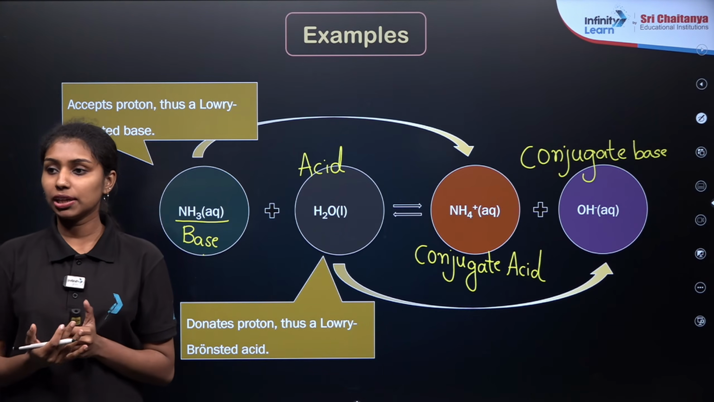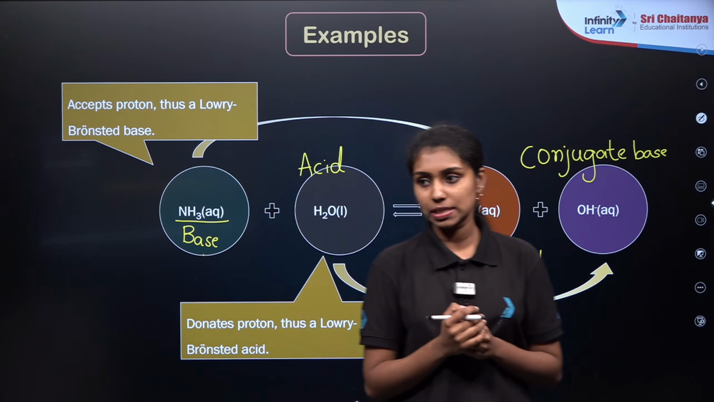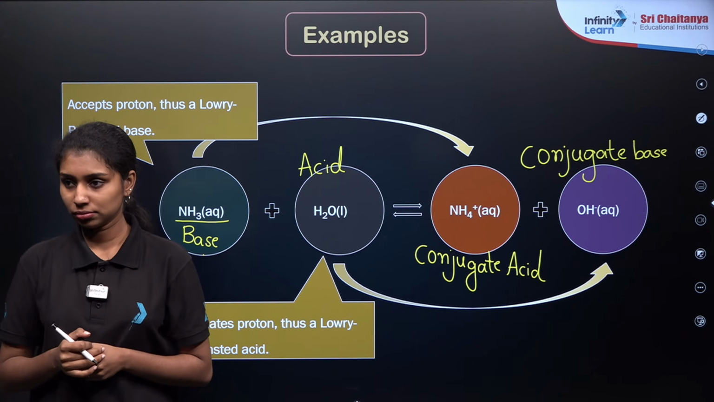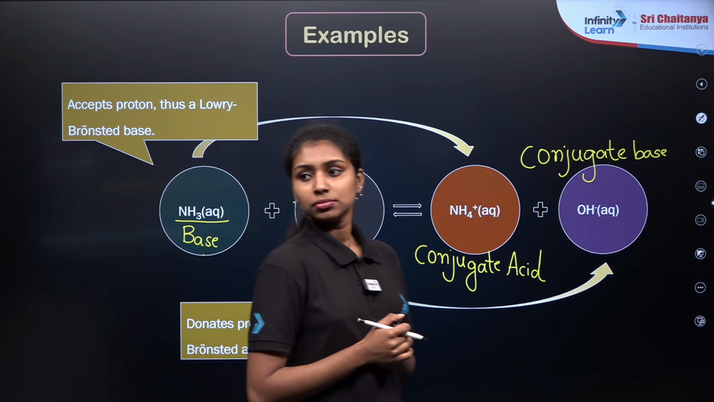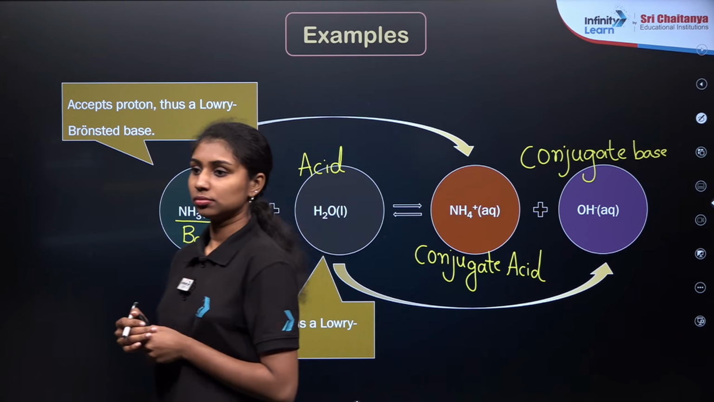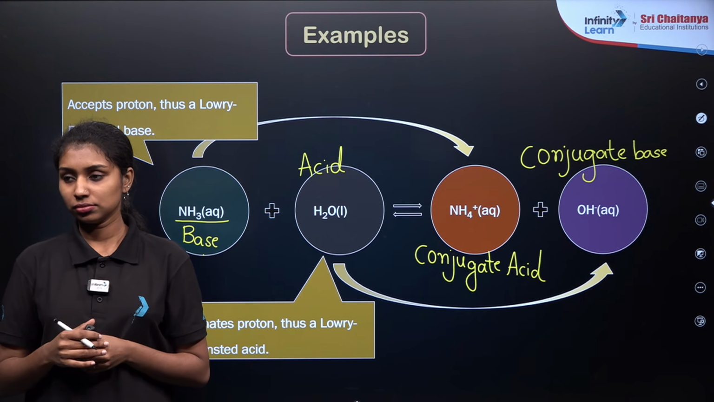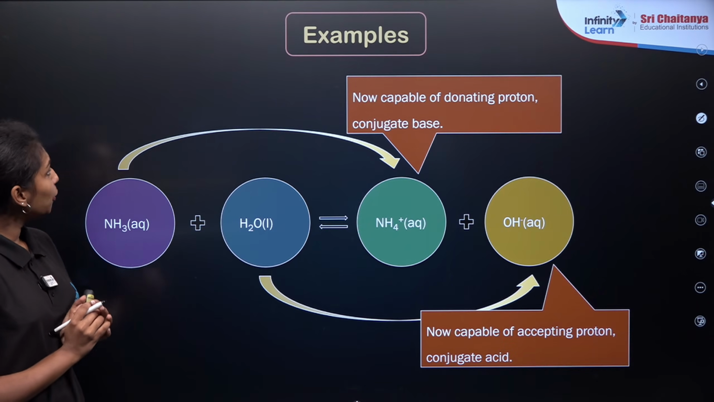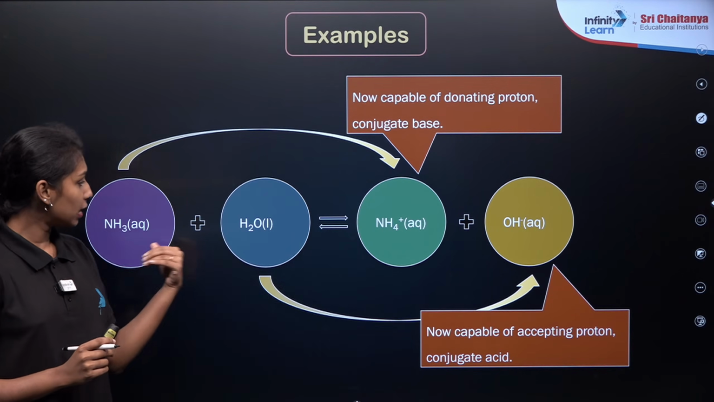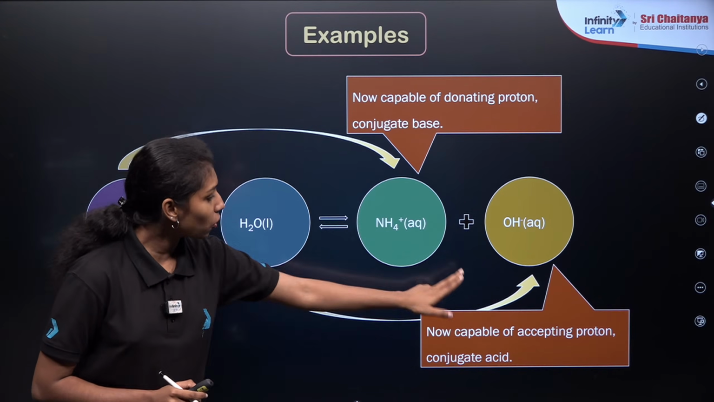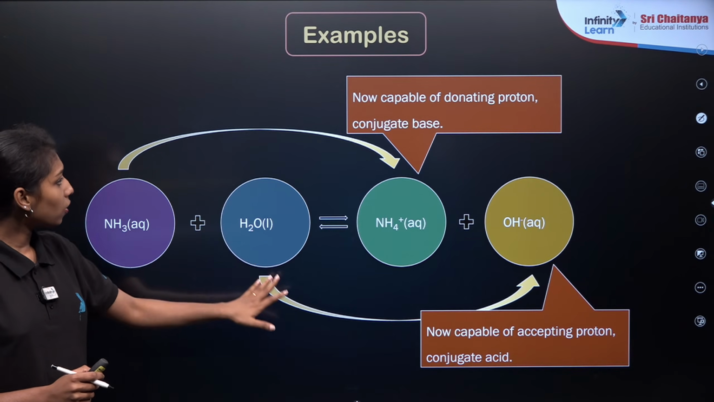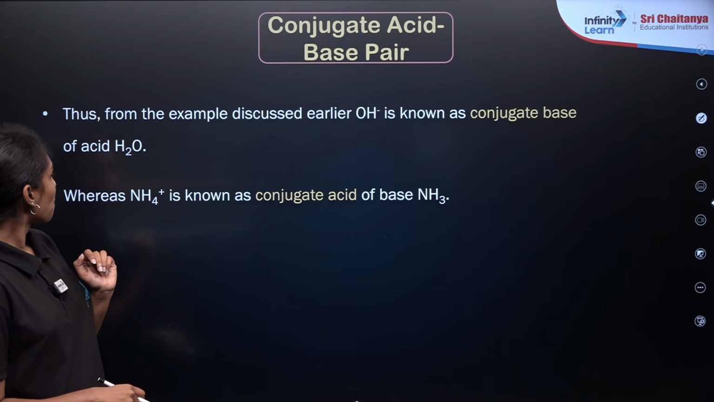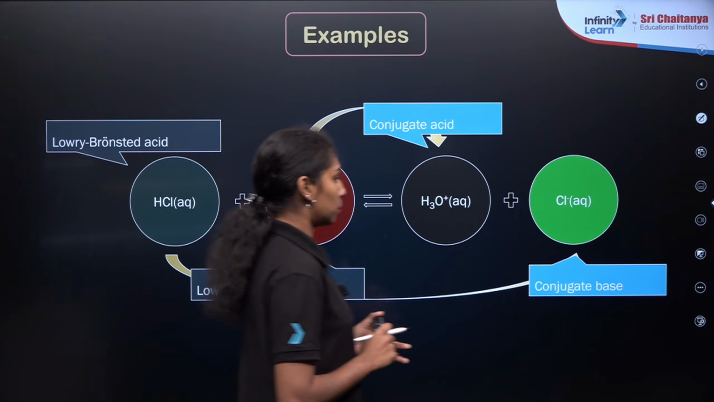Is that clear how we can find out the conjugate acid and base depending upon the acids and bases present here? Now you can predict the conjugate acid-base pair in this case: NH3 plus H2O gives NH4 plus and OH minus. As we already saw, this is the conjugate base and this is the conjugate acid. Now, let us see another example here.